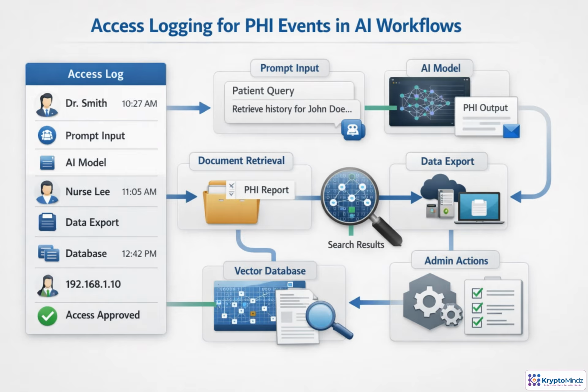Access logging must follow PHI wherever it moves, not just where it is stored. In AI workflows, that includes prompts, model responses, document retrieval, vector database searches, API calls, exports, and admin actions. Each event should capture who acted, their role, when it happened, the source device or IP, what object was touched, and whether access succeeded. Just as important, avoid copying PHI into logs. Use metadata, references, and identifiers whenever possible.